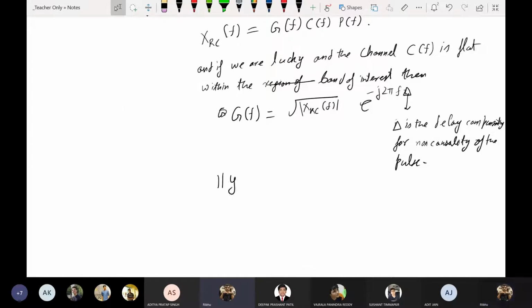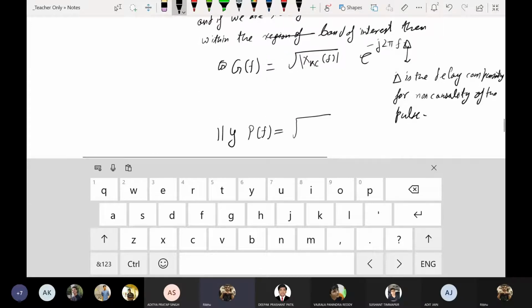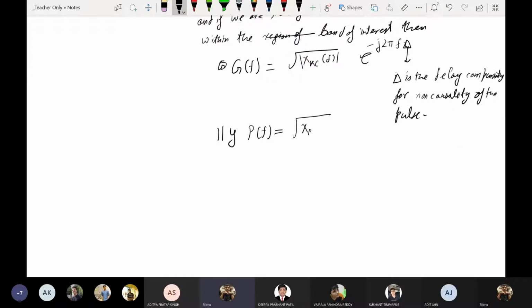Similarly, P(f), since the channel is flat, this is fine, times some delay. This will give you raised cosine pulse shape or raised cosine spectrum. Yes, sir.